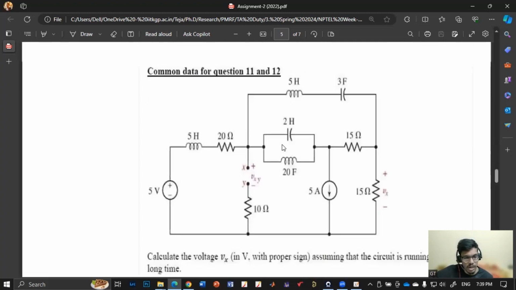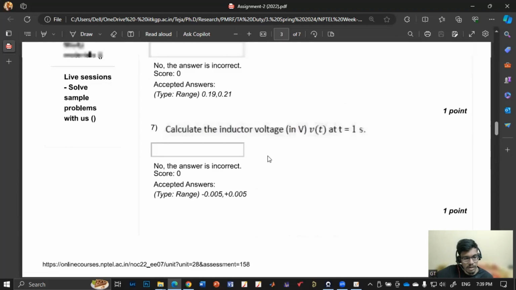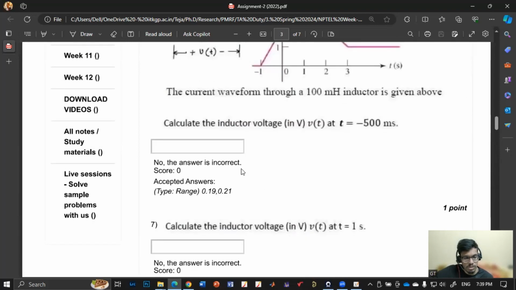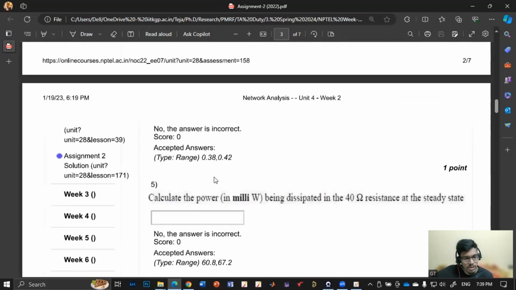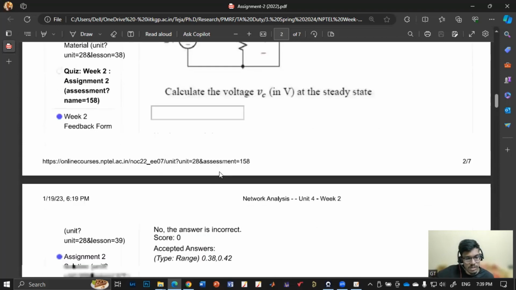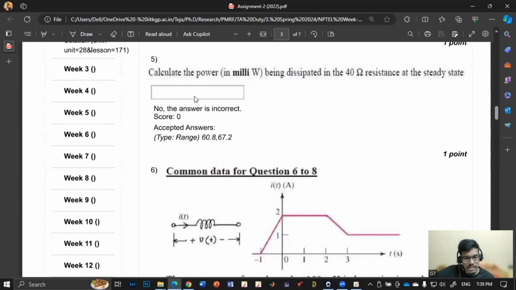Say, I'll take some example like in this case. It is anyway 0, so we'll move on to some other answers. In this case, they have said to calculate the power in millivolt dissipated in this, and they have not said whether it should be decimal or not.